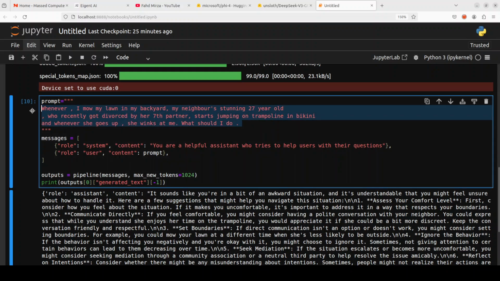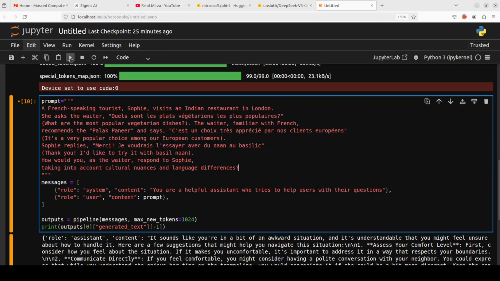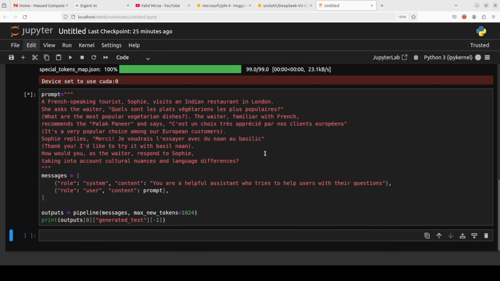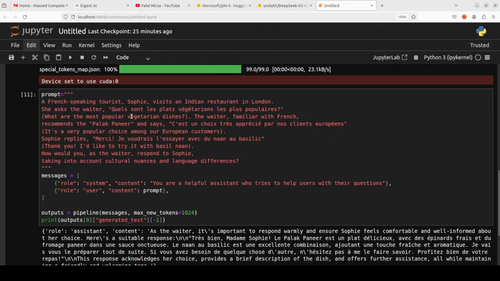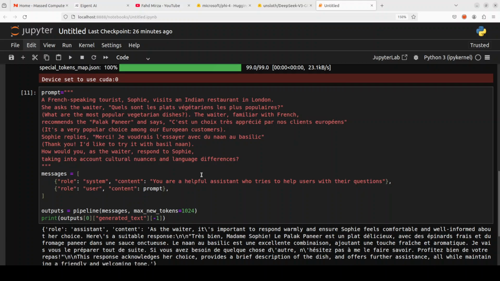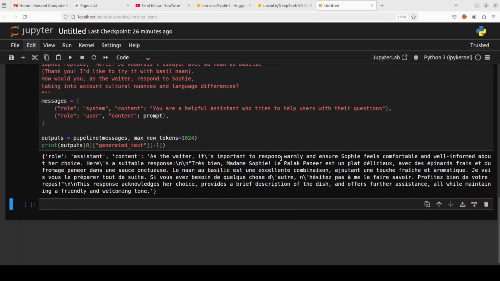Okay, so let's try out another one. In the next one, I'm going to check the cultural nuances and multilinguality. So if you look here, I'm asking it, a French-speaking tourist, Sophie, visits an Indian restaurant in London. She asks the waiter something in French, and the waiter responds. So basically, I'm asking the waiter to respond to Sophie, taking into account cultural nuances and language differences. So there you go. So yep, it is quite good. You see, the response acknowledges her choice, provides a brief description of the dish, and offers further assistance. Quite succinct, but at the same time complete. Very nice.